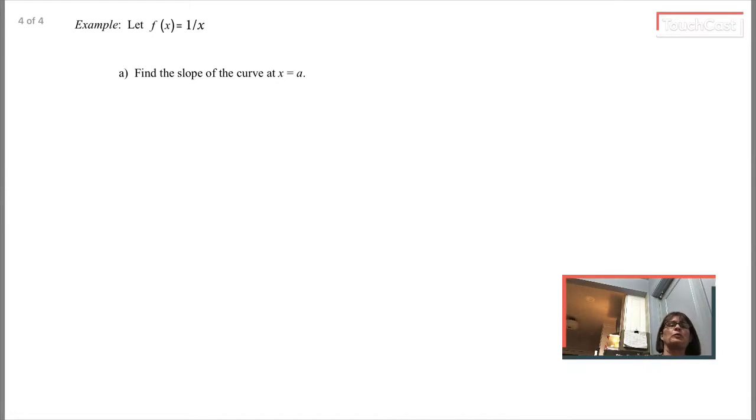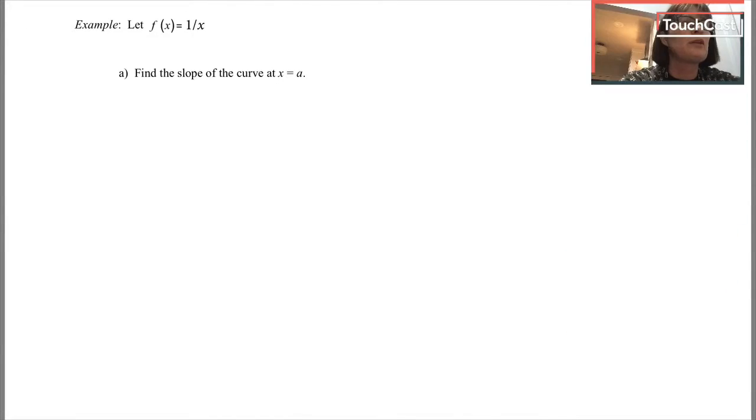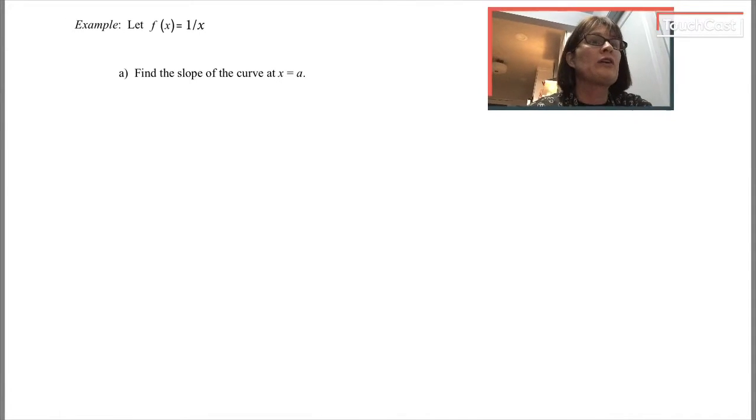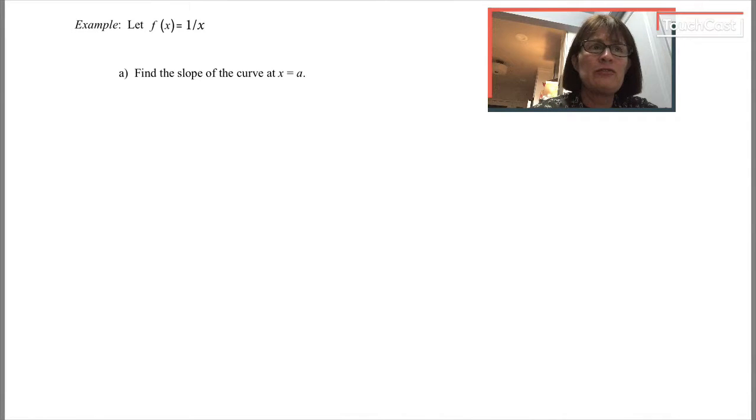Okay, so this last example brings together all of this stuff from 2.4. I'm going to move me up here. I have a function, f of x is 1 over x. I'm going to find the slope of the curve at x equals a. So check this out, I don't even have an x this time. I'm going to find the slope of the curve at some abstract unnamed x value and watch how it helps me.